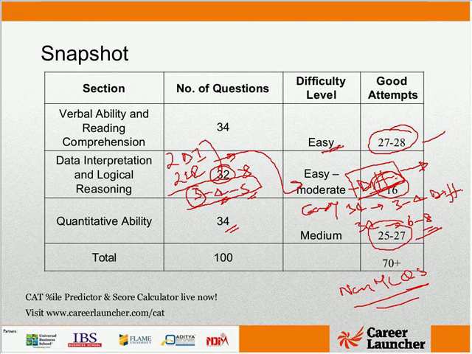Yes, you could have taken verbal ability, reading comprehension to 32 to 34, almost all. Quant, you could have gone to about 30 to 32 attempts. But going beyond 16 attempts in DILR would have been reasonably difficult.